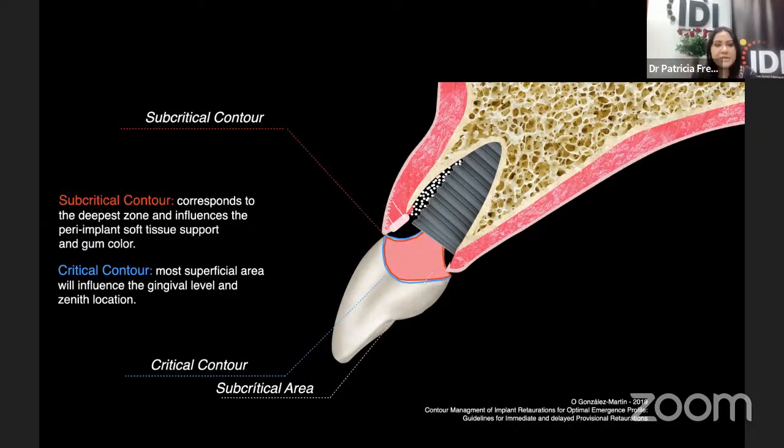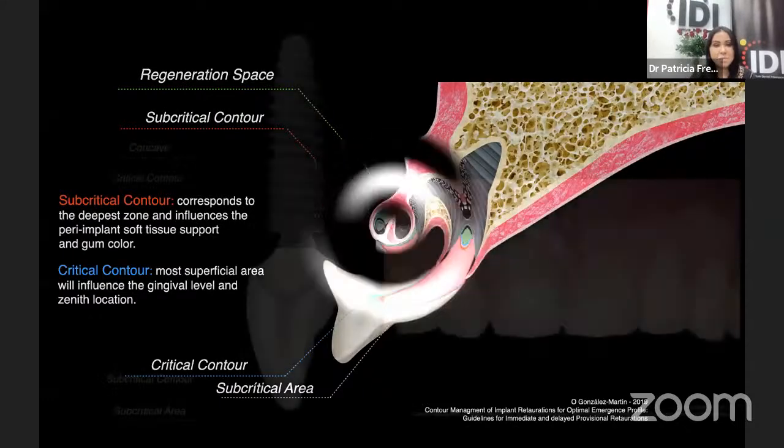Below that subcritical contour, we will have the subcritical area. And that is where I'm going to work. That is where I'm going to remove material or place material. That is where I'm going to make it concave or not, right? And then that green drawing is our regeneration space, where we are not going to make pressure. Why? Because we have the presence of the soft tissue graft or the biomaterial.